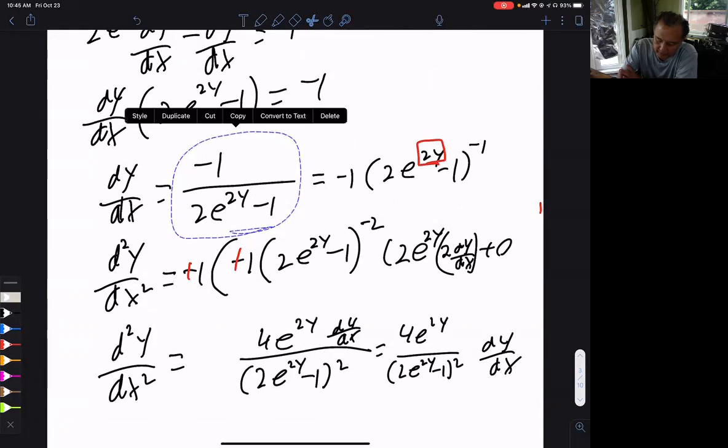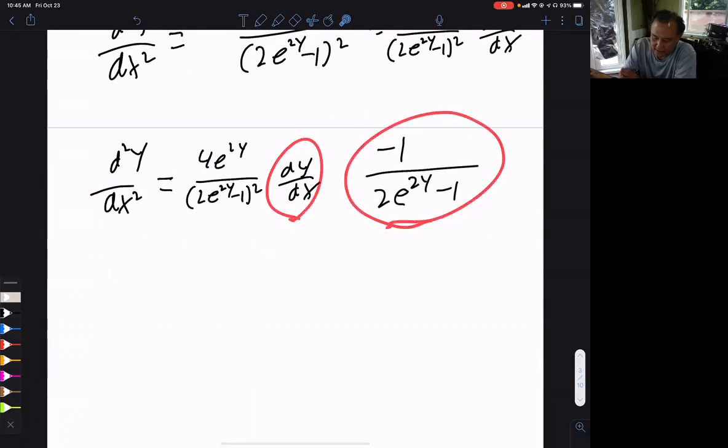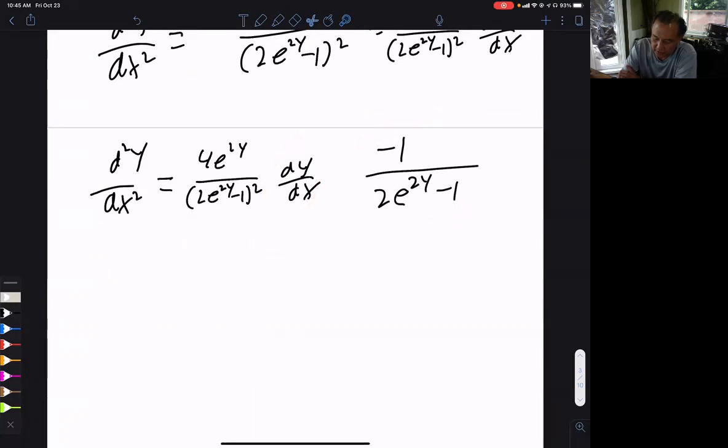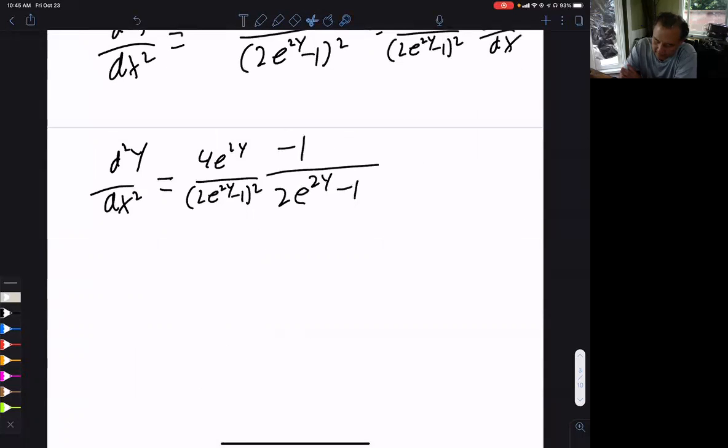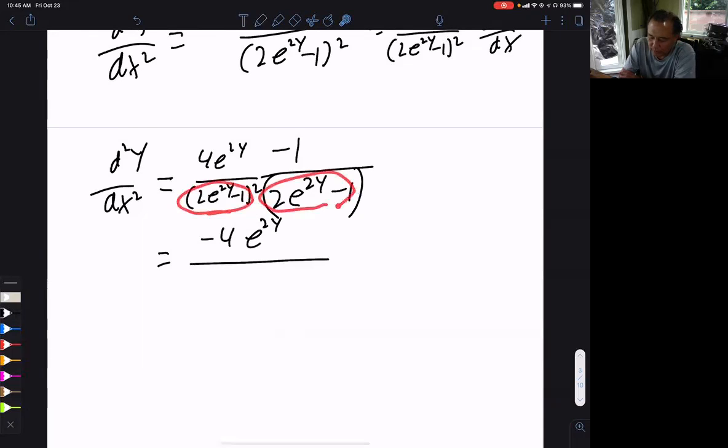So let me copy, paste that here. So I want to replace this with that. So let me get rid of dy/dx. And let me slide this thing over like that. And let me parenthesize this so you don't get confused. We're done. Look, negative 4 e to the 2y over, we have 2 being multiplied. We multiply a third one. That is a cube.